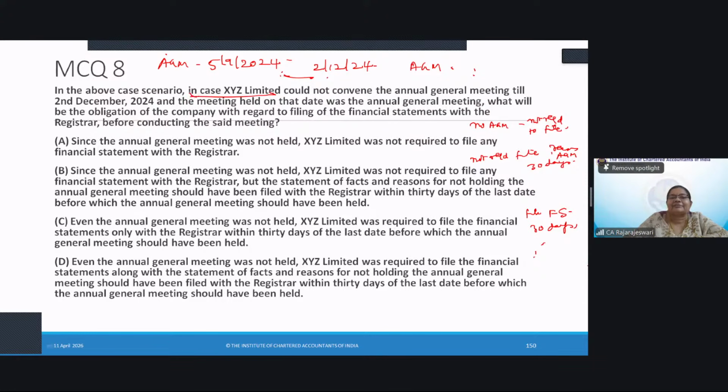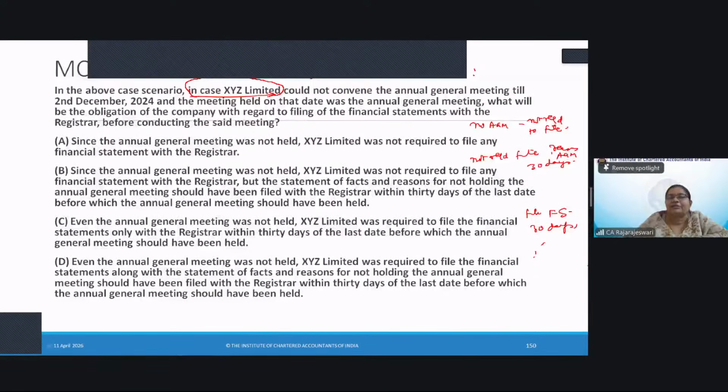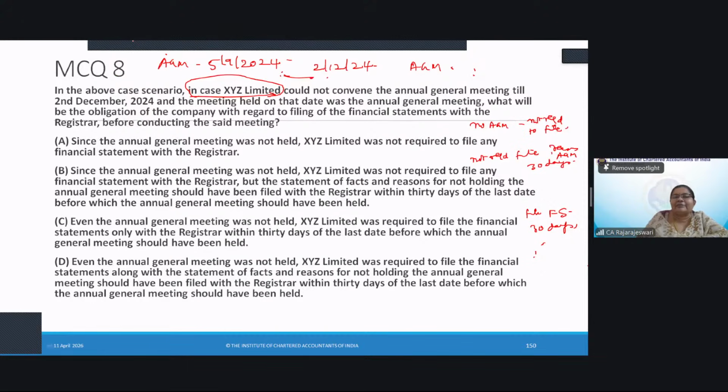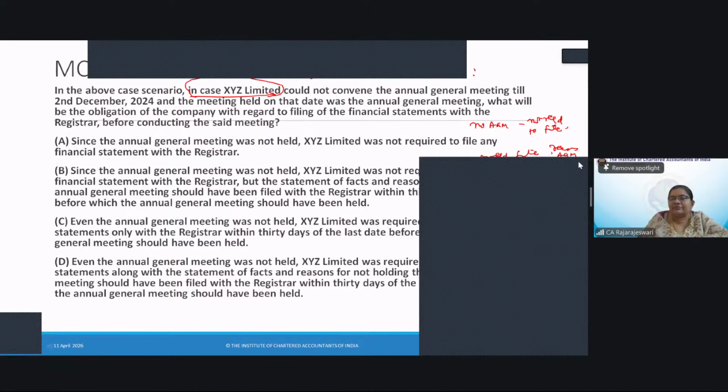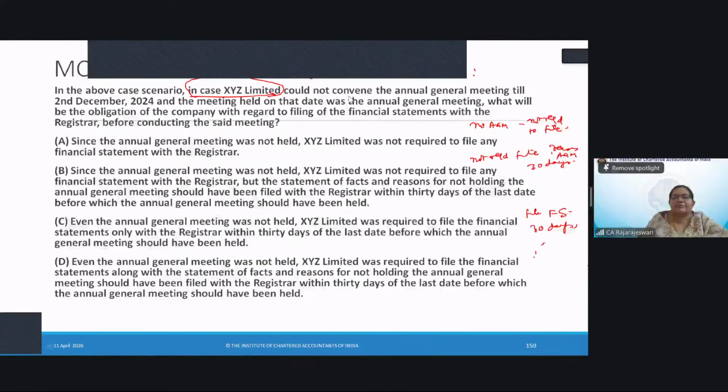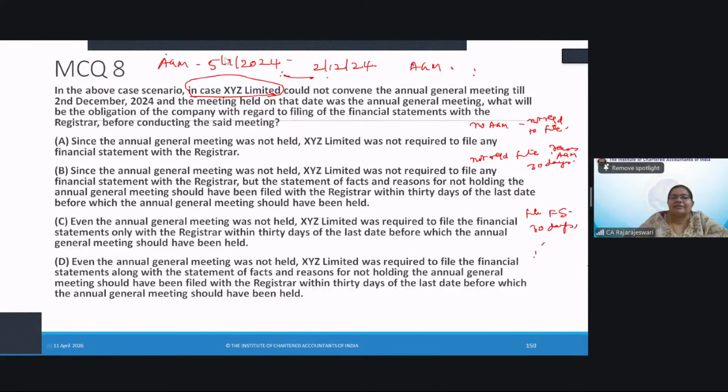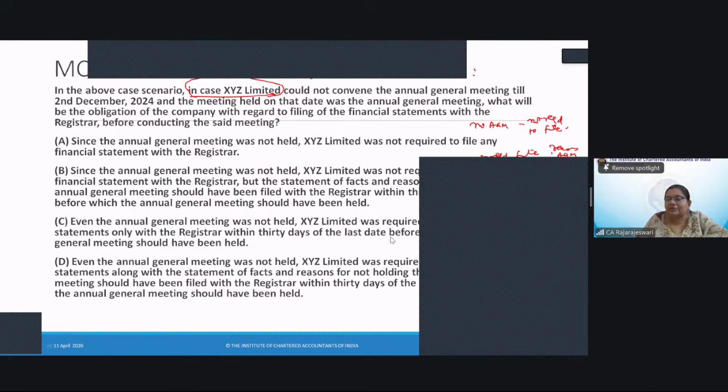In the above scenario, in case of X Limited, he is changing the scenario. In case X, there is no adjourned meeting. The annual general meeting could not be convened. See, it is not even 5th September, they are not able to convene the AGM. That is the concept.